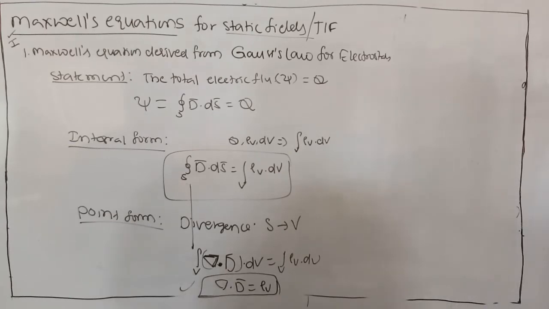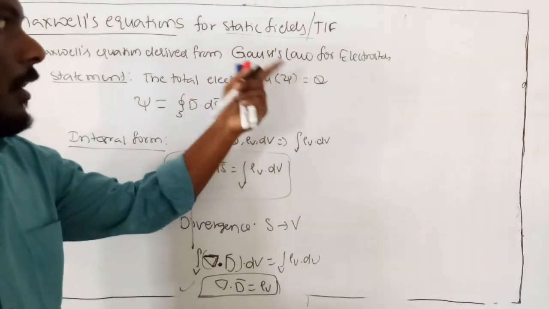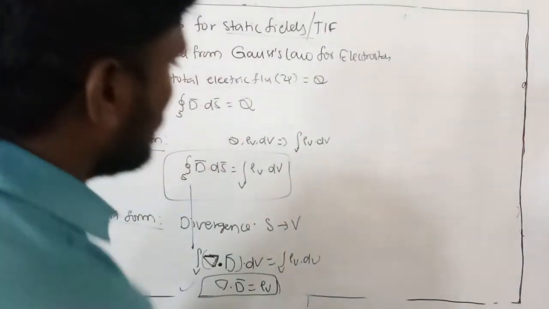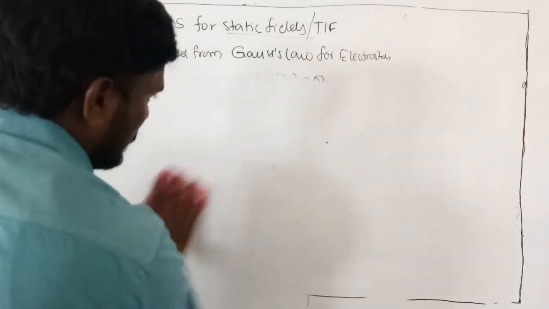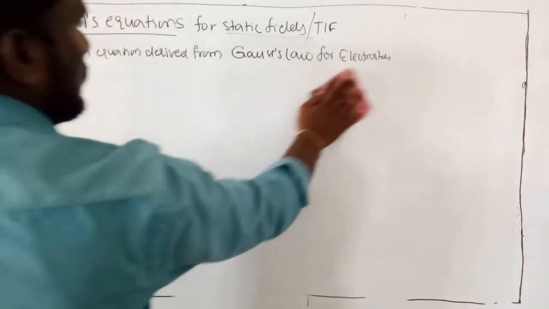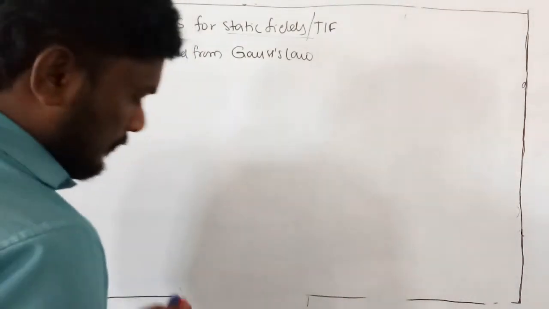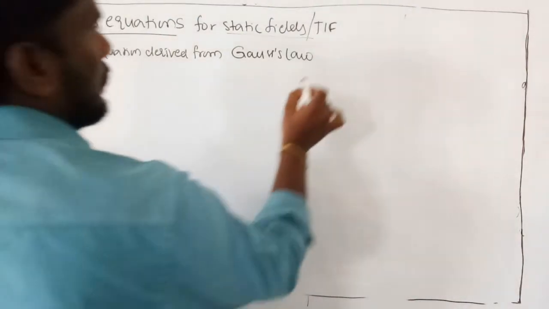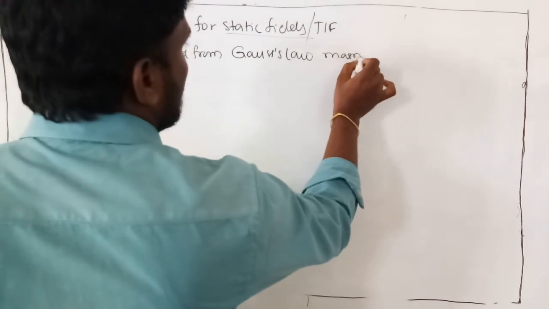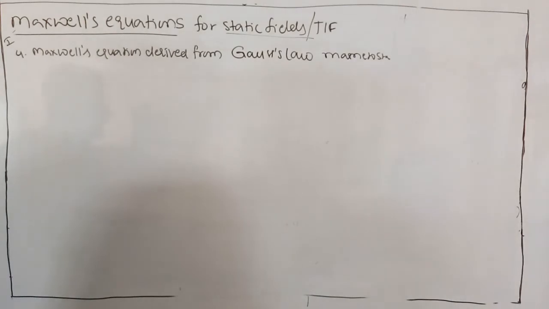Okay. Now similarly, the last one is Maxwell's equation derived from Gauss law for magnetostatics. Electrostatics is over. This is the third one, and finally, in the first set, the fourth equation, magnetostatics. What is the Gauss law for magnetostatics? It is also defined earlier.